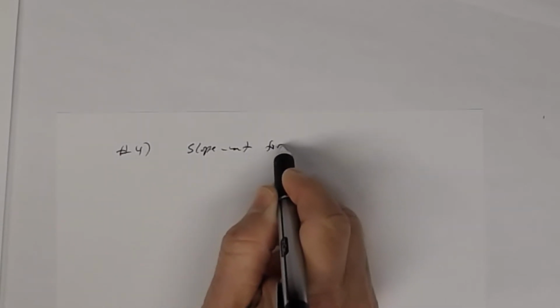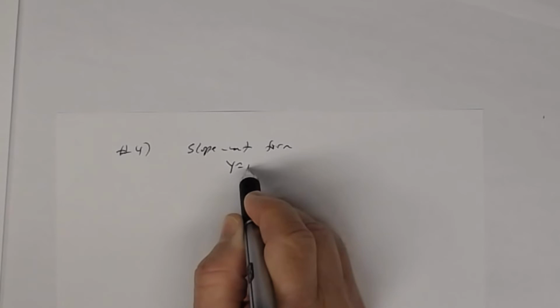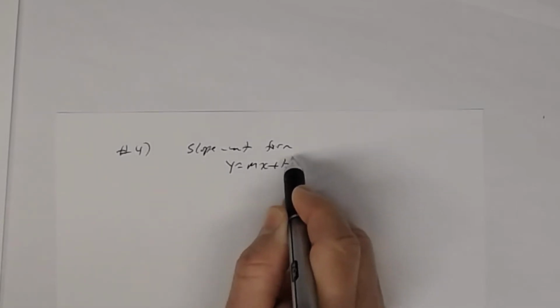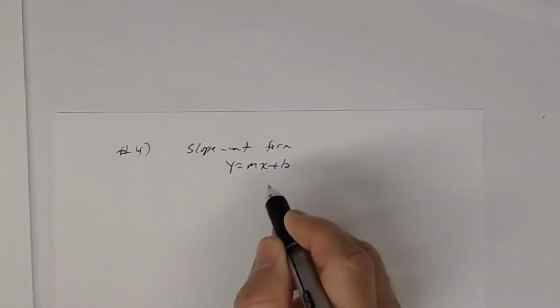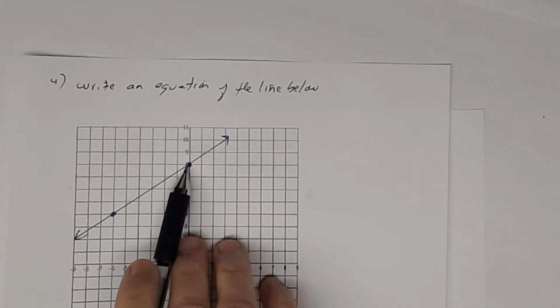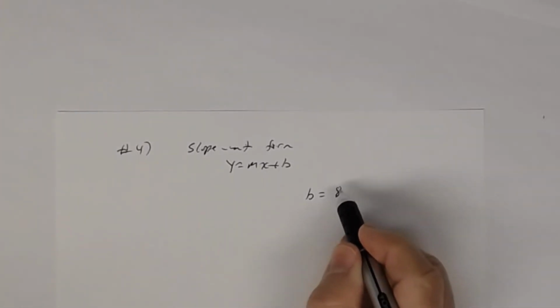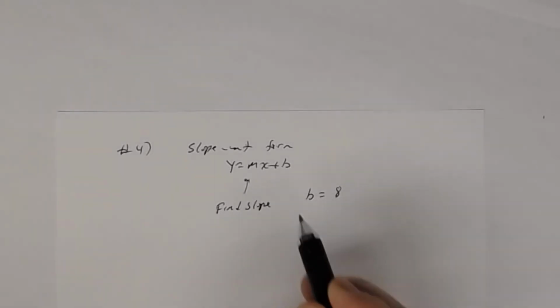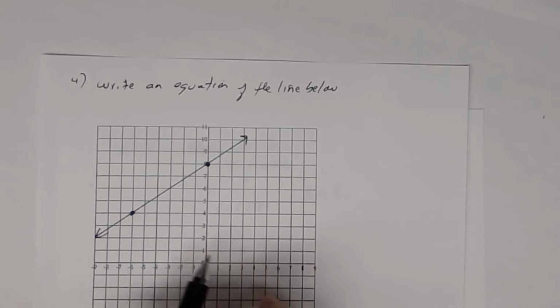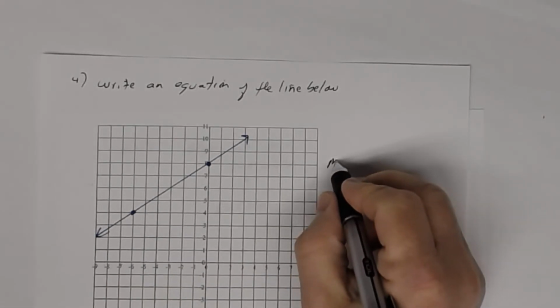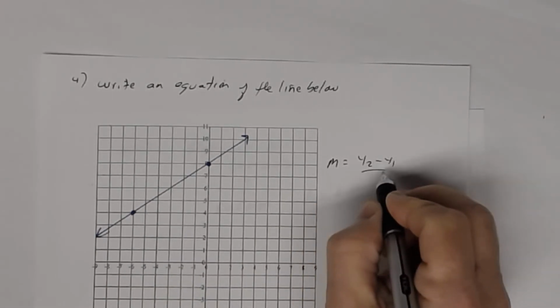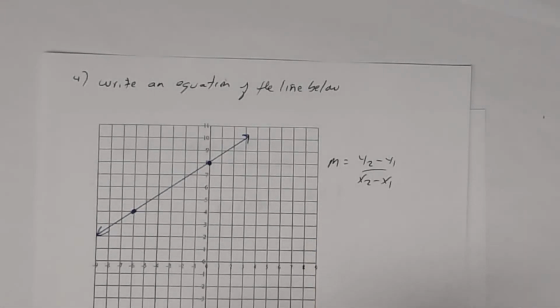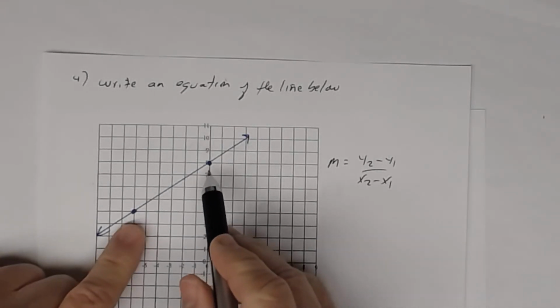Remember, slope-intercept form is y equals mx plus b. So you're given the y-intercept right away, right? So you know b. b in this case, if you look at it, b is 8. So all you got to do is find the slope. There are several ways to find the slope. We know several different ways. One way is to use a slope formula. That's one way. So slope is y2 minus y1 over x2 minus x1. So I can use the slope formula because I'm given 2 points on that line.